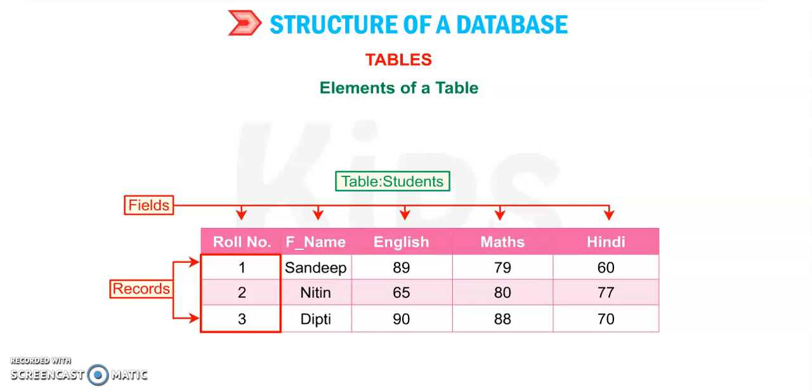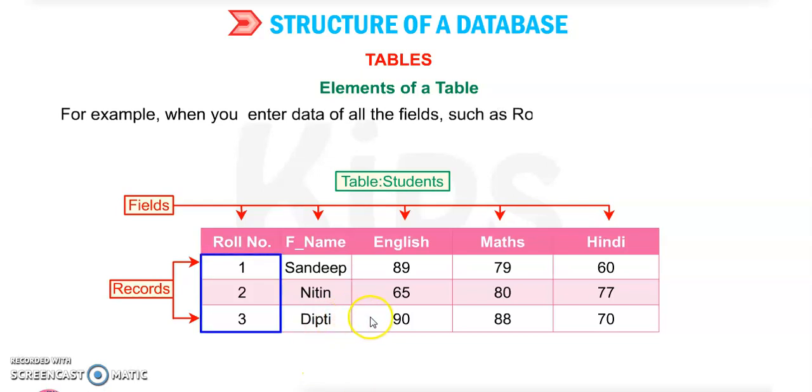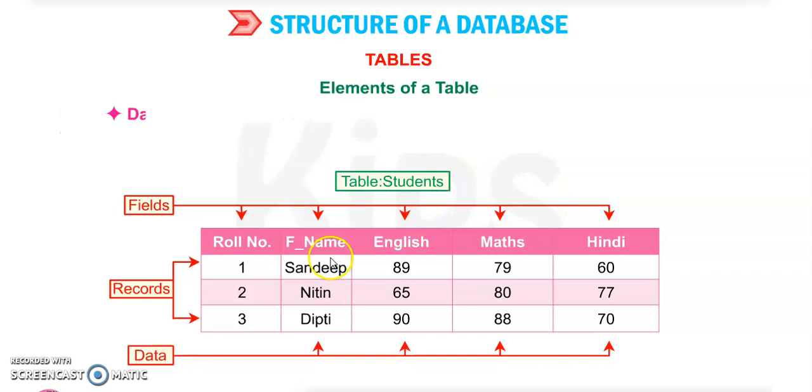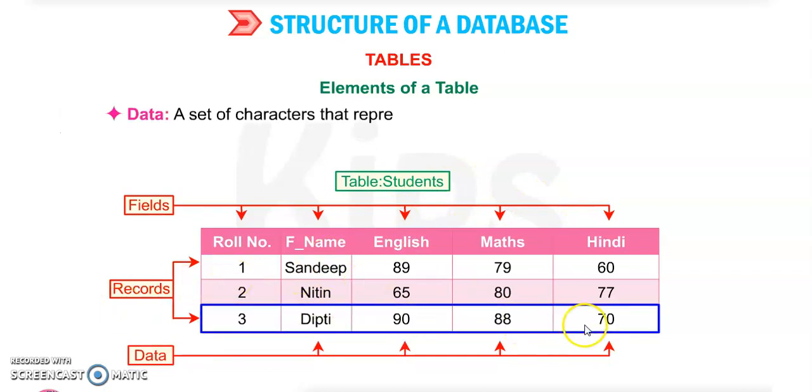It will store the number of all the students and the values for all the fields that belong to a single person or entity. For example, when you enter data of all the fields such as roll number, father's name, marks for a given student, it creates a new row in a table, which is called a record. This is a record. One row. This is the one row and this is the one record.